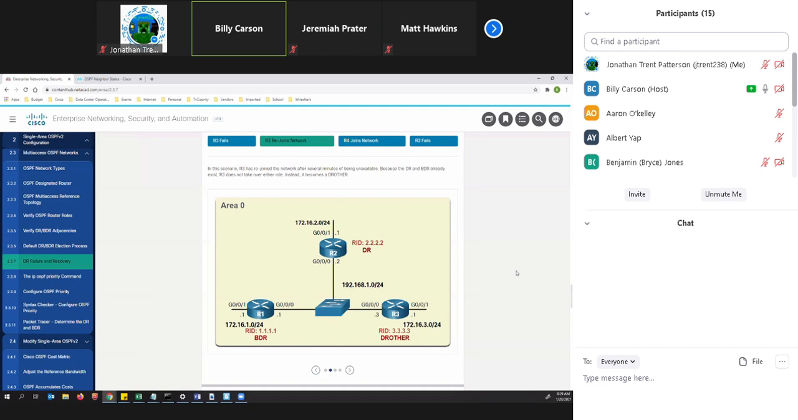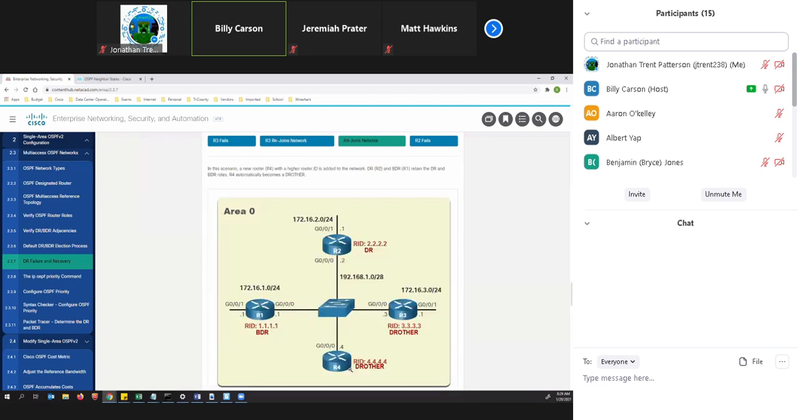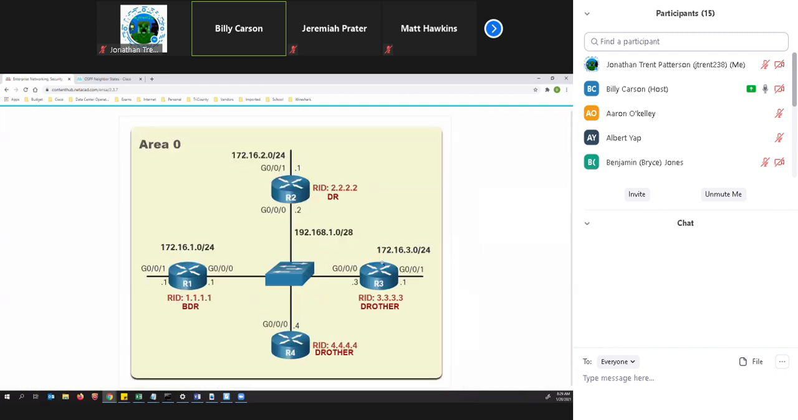Let me see what this next one does. I can't remember. Okay, so here they bring another one online. Router 4 comes online. Look at what router 4 comes up as. He comes up as a DROther. Why did he come up as a DROther, even though he has the highest router ID? Why did he come up as a DROther?